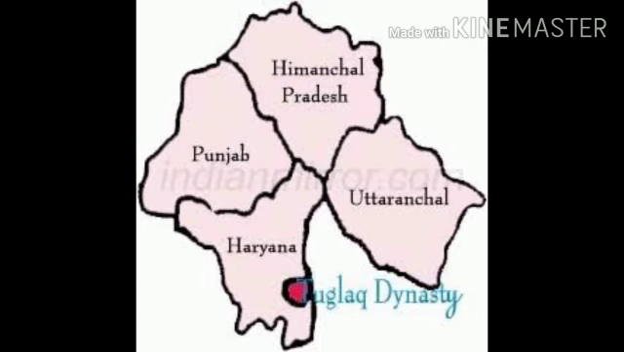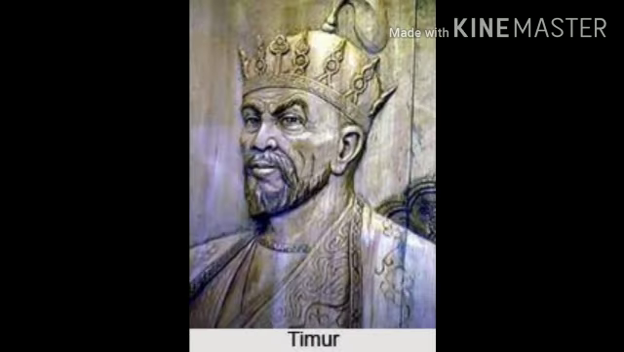The Sultanate was reduced to Delhi and nearby areas. Timur was on a lookout to attack Delhi. He invaded Delhi in 1398. It proved to be the final blow.